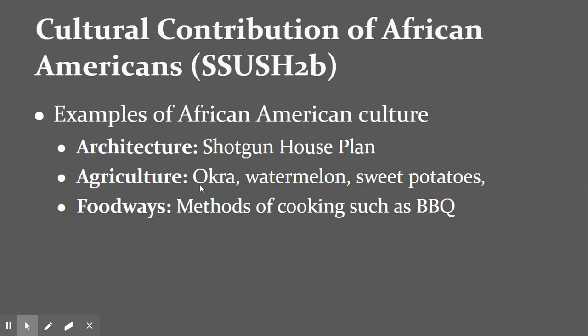Okay, so architecture: the shotgun house plan. Agriculture: they're going to bring us okra, watermelon, sweet potatoes. And foodways. Foodways are just methods of cooking stuff. They are going to teach how to cook barbecue.